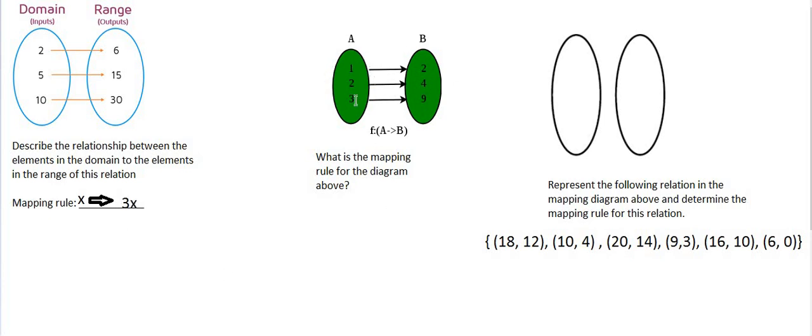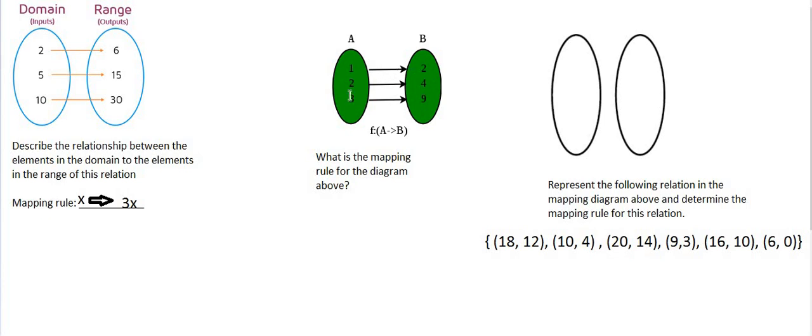All right, we have these two sets right here. And it says, what is the mapping rule for the diagram above? Same thing. We're going to see if we can figure out the pattern. So 1 maps onto 2. What did we do to 1 to get 2? We can add 1. Let's try it with the number here. We can't add 1 to get 4, so it must be something else. But we can multiply 1 times 2 to get 2, and we can multiply 2 times 2 to get 4.